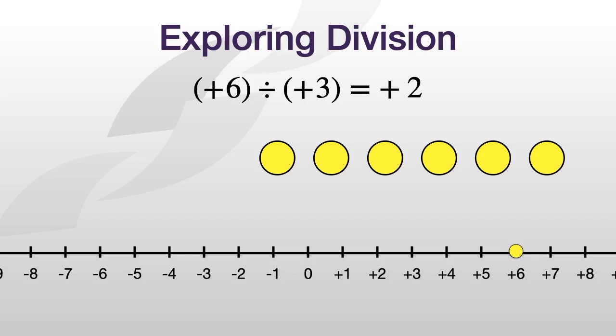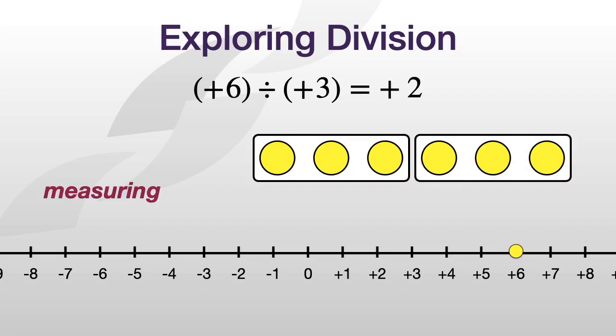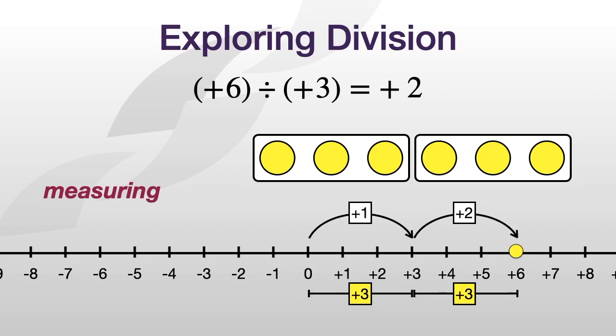Dividing as measuring leads to groups of 3 yellow counters. There are 2 such groups in 6 yellow counters. On a number line, dividing as measuring means jumps of 3 to the right. 2 of these jumps land us at positive 6.